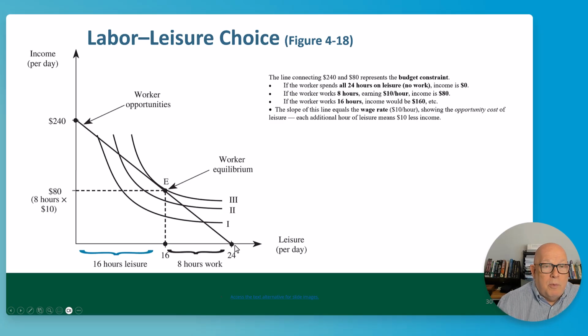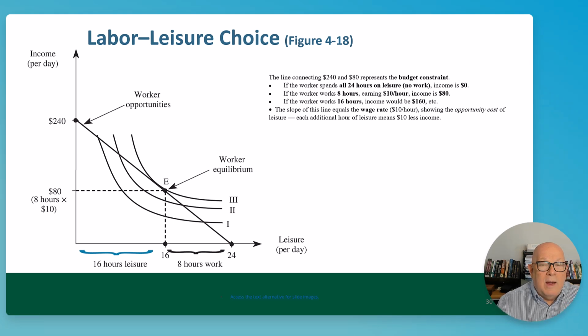If they decide they would prefer not to work and use those 24 hours for leisure, then their income is going to be zero. They're going to have 24 hours of leisure. So where do they land? They land where this budget line goes, the highest equilibrium curve, and it works out, again, a contrived example, to be the point at which they're working 8 hours and they have 16 hours of leisure. So at that point, they would make $80, 8 hours times $10, and they would have 16 hours of leisure. All right? And that would be the worker equilibrium.